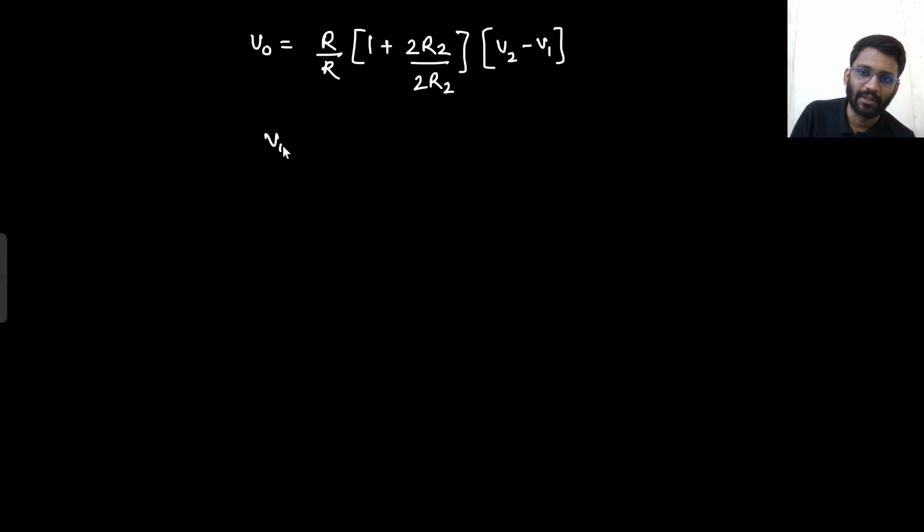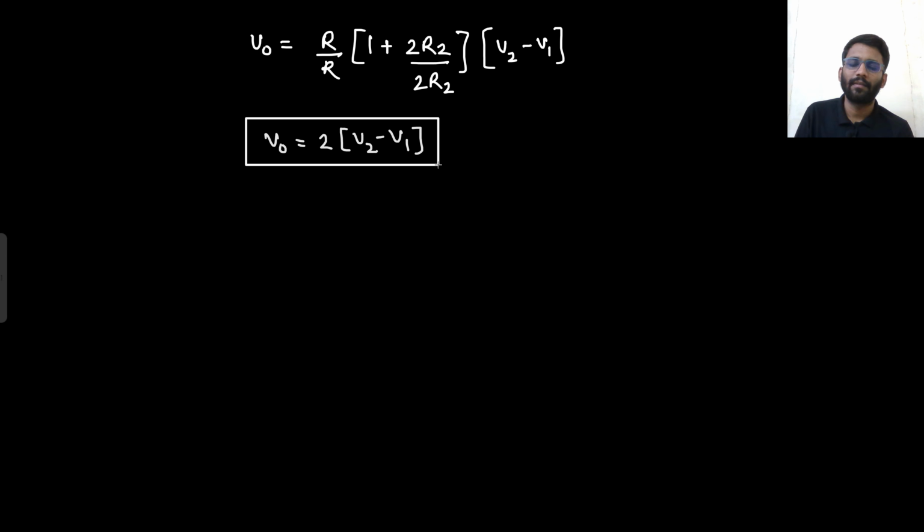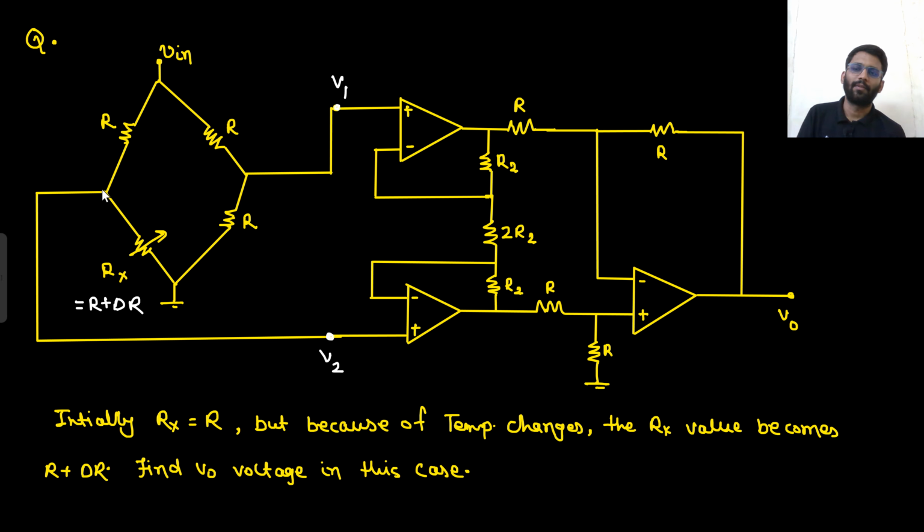So V0 is basically 2 into (V2 minus V1). Say yes or no. 2 into (V2 minus V1). When Rx is equal to R, what will be this potential? Vn by 2. Say yes or no. This potential will be Vn by 2.